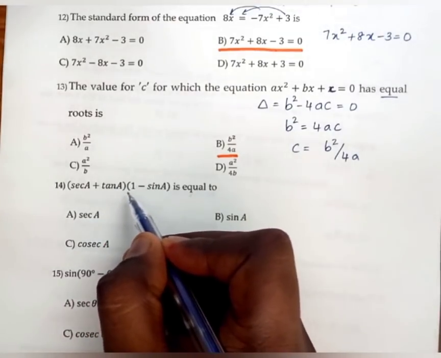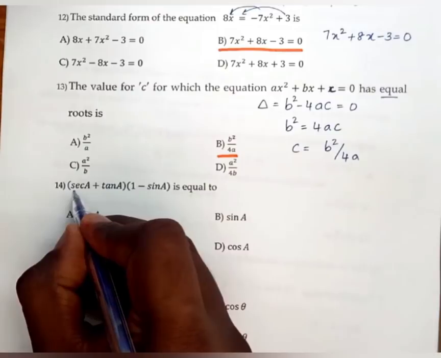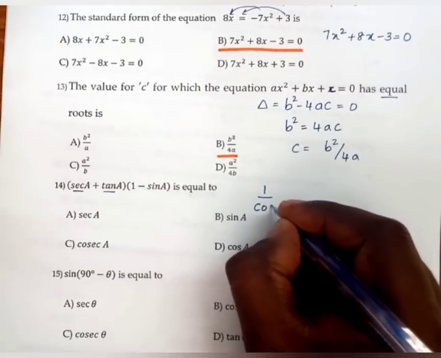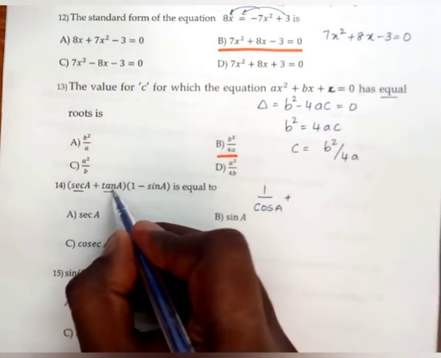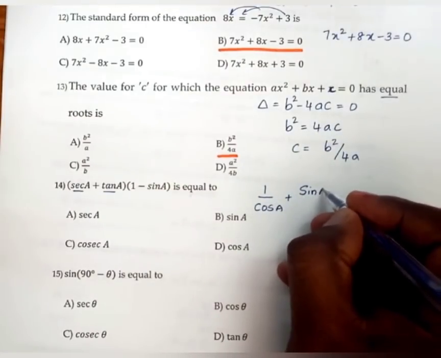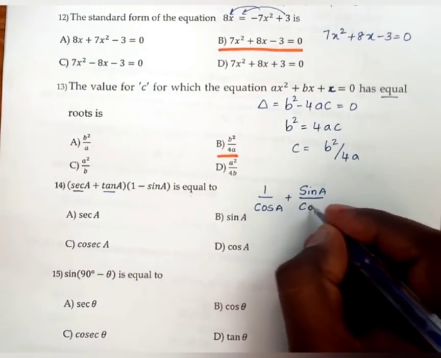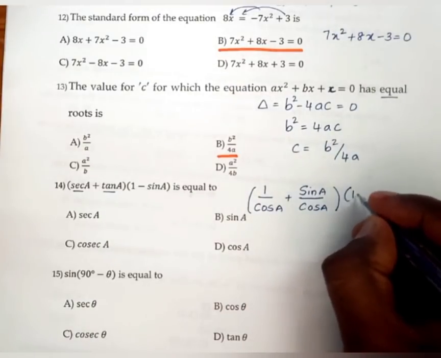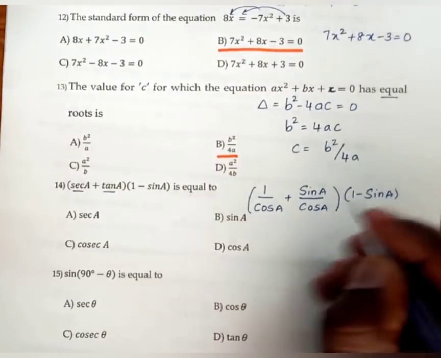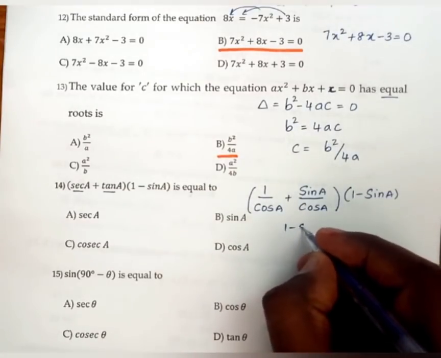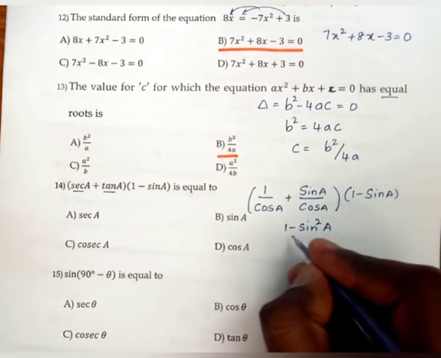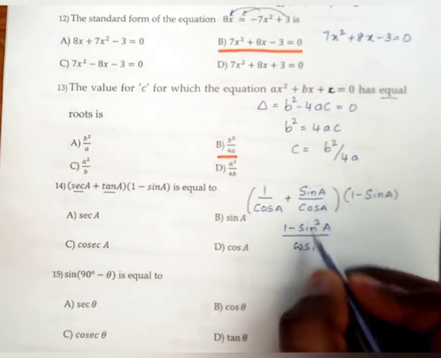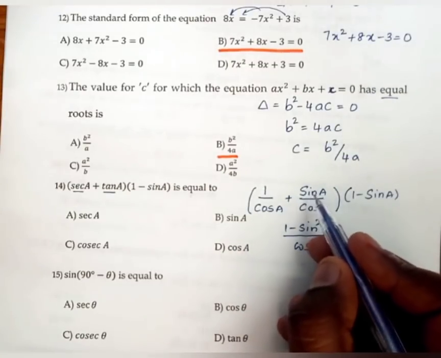Question number 14. Secant a plus tan a into 1 minus sin a is equal to, now secant a can be written as 1 by cos a. In the same way, the tan a ratio is sin a divided by cos a. Now 1 minus sin a as it is. Now take out the LCM, that is 1 plus sin a into 1 minus sin a can be written as 1 square minus sin square a, that is a plus b into a minus b is a square minus b square. Now the denominator cos a as it is.